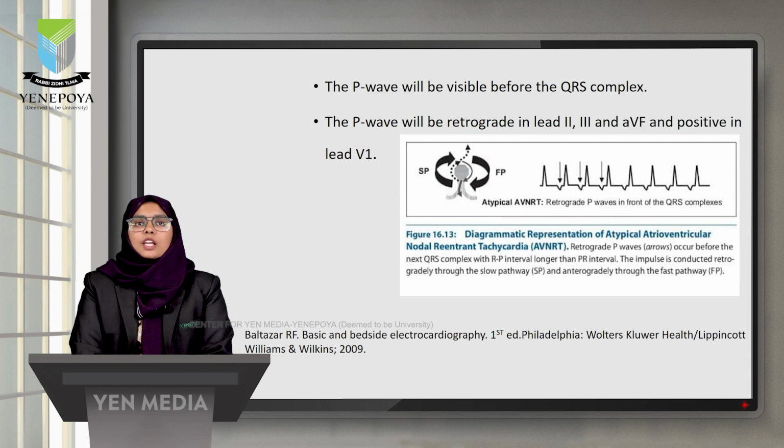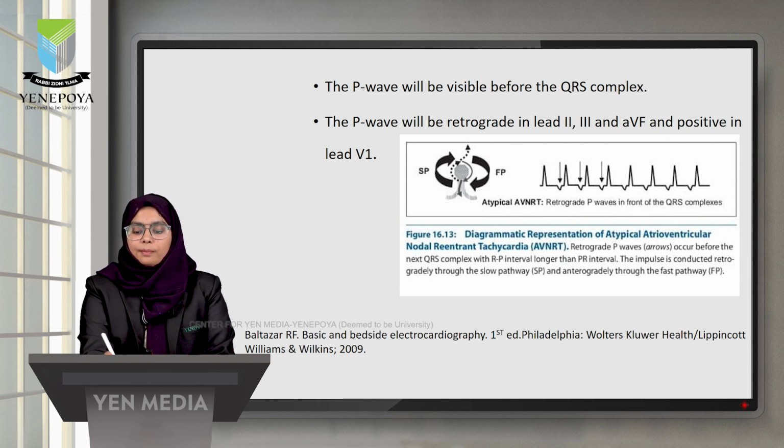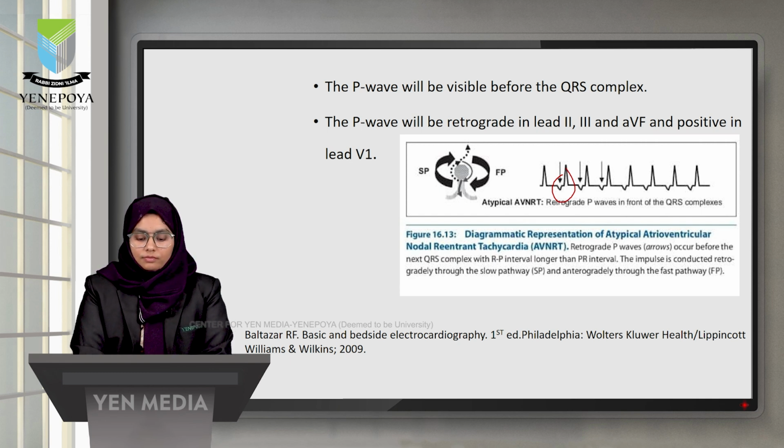On ECG, you see a P wave visible before the QRS complex. The P wave will be retrograde, negative in leads 2, 3 and aVF, that is in the inferior leads, and positive in V1. So here you see a retrograde P wave before the QRS complex. Mainly you see it in 2, 3, aVF and positive in V1.